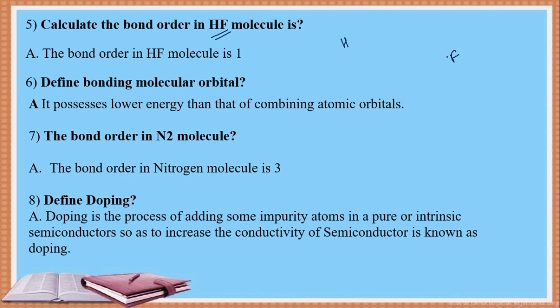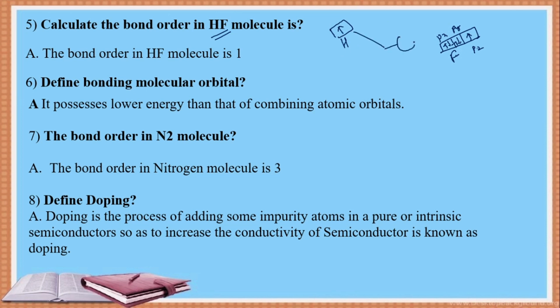So this is the hydrogen atom. Only one pz electron of fluorine atom is overlapping with the 1s electron of hydrogen atom. So this is the pz electron of fluorine. So this is px, py, student. One pz electron of fluorine atom and the 1s electron of hydrogen atom are overlapping.